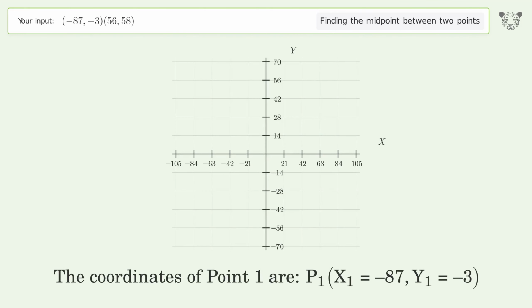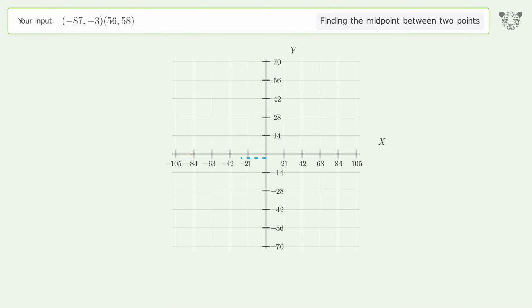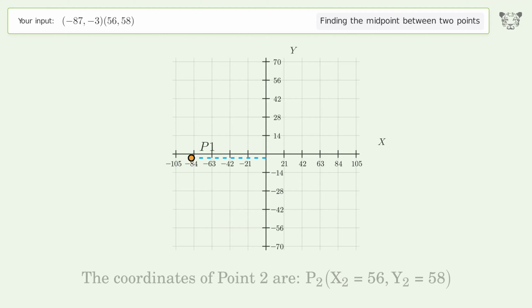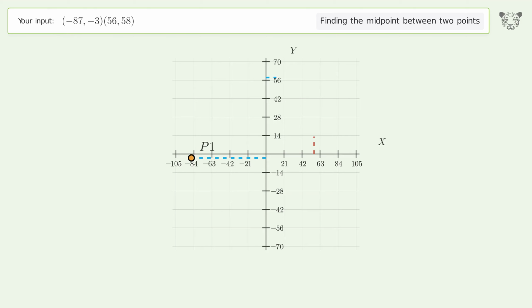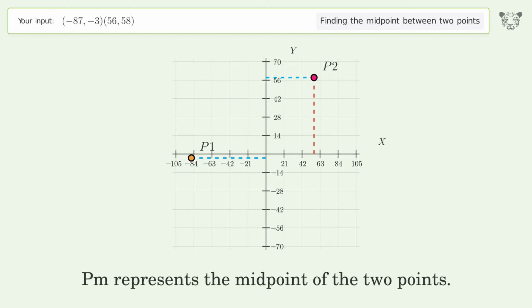The coordinates of point 1 are, x1 equals negative 87, y1 equals negative 3. The coordinates of point 2 are, x2 equals 56, y2 equals 58. PM represents the midpoint of the 2 points.